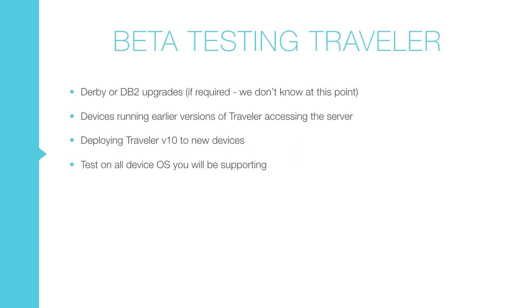And then we have Traveler. Now, we don't know what's going to be required. Beta testing Traveler, you may have to upgrade the DB2 data or the SQL data or the Derby data. You're going to want to test devices that are running earlier versions of Traveler accessing the server, because you're not going to redeploy Traveler to every new device. You're going to want to test deploying Traveler 10 to new devices, and you're going to want to test on any device operating system you will be supporting. So you know yourself, looking at your Traveler data, what devices people are using, you're going to want to test that that's performing okay.